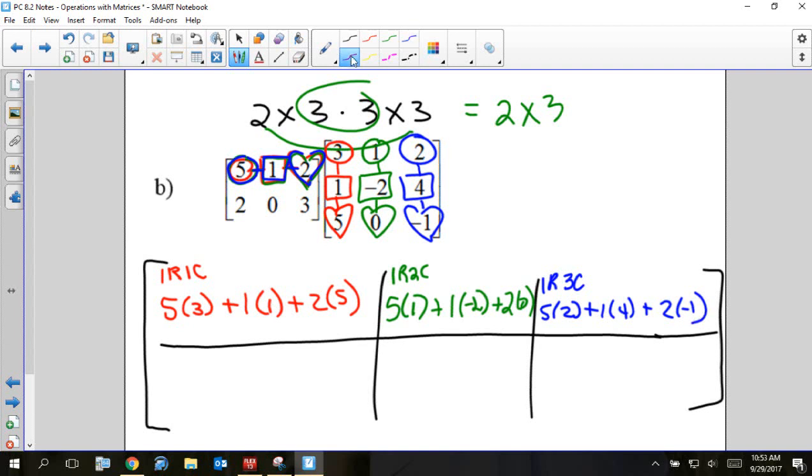All right, now I am on my second row. Second row, first column. So now I do second row, first column. So I'll do 2 times 3 plus 0 times 1 plus 3 times 5.